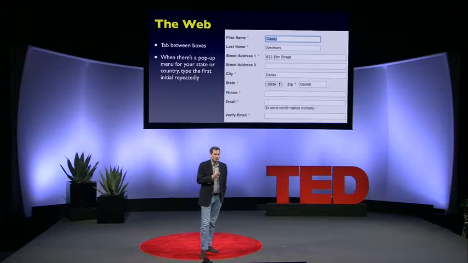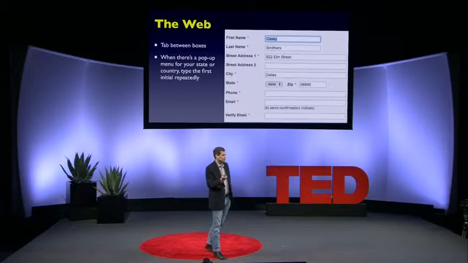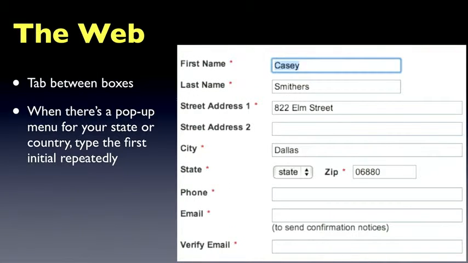Also on the web, when you're filling in one of these forms, like your address, I assume you know that you can hit the tab key to jump from box to box to box. But what about the pop-up menu where you put in your state? Don't open the pop-up menu. That's a terrible waste of calories. Type the first letter of your state over and over and over. So if you want Connecticut, go CCC. If you want Texas, go TT. And you jump right to that thing without even opening the pop-up menu.